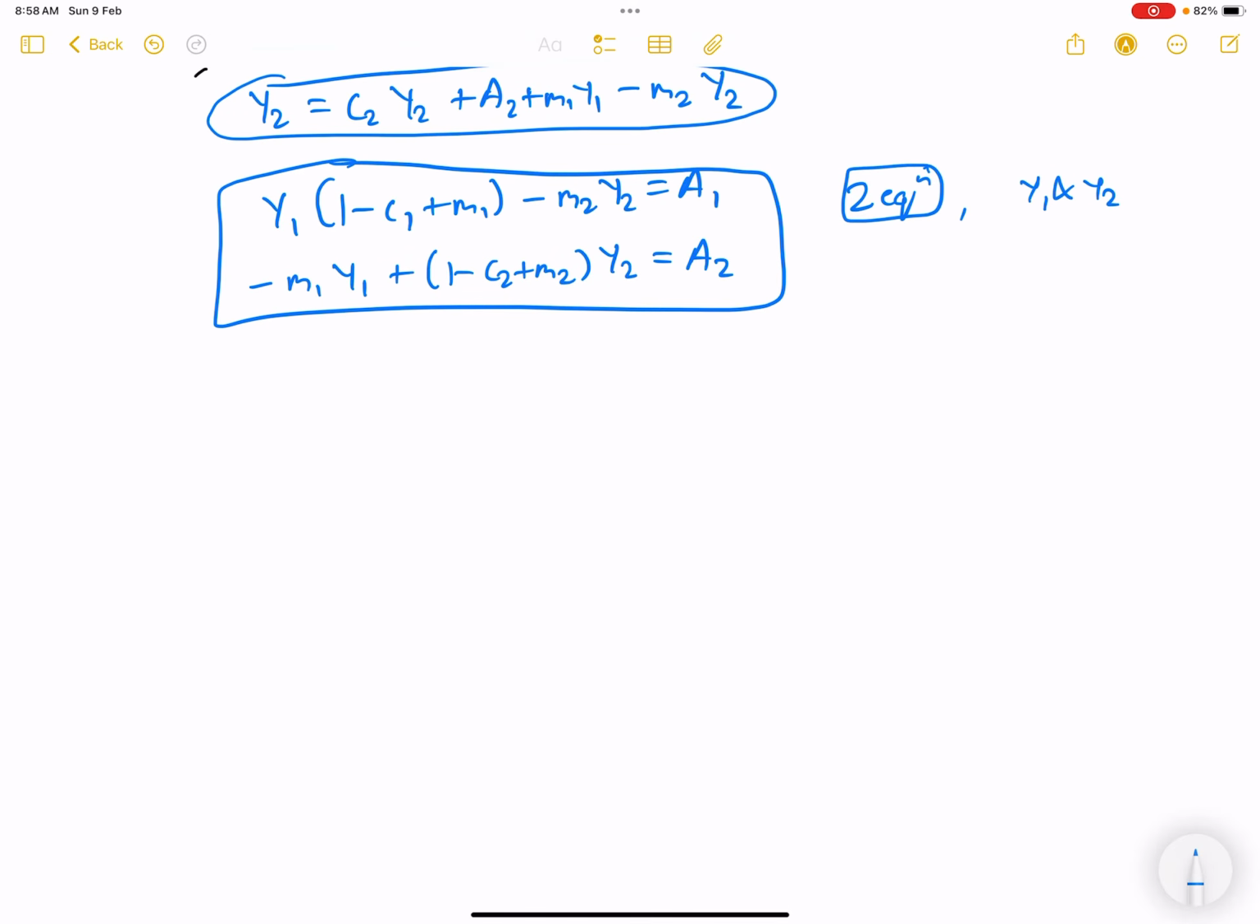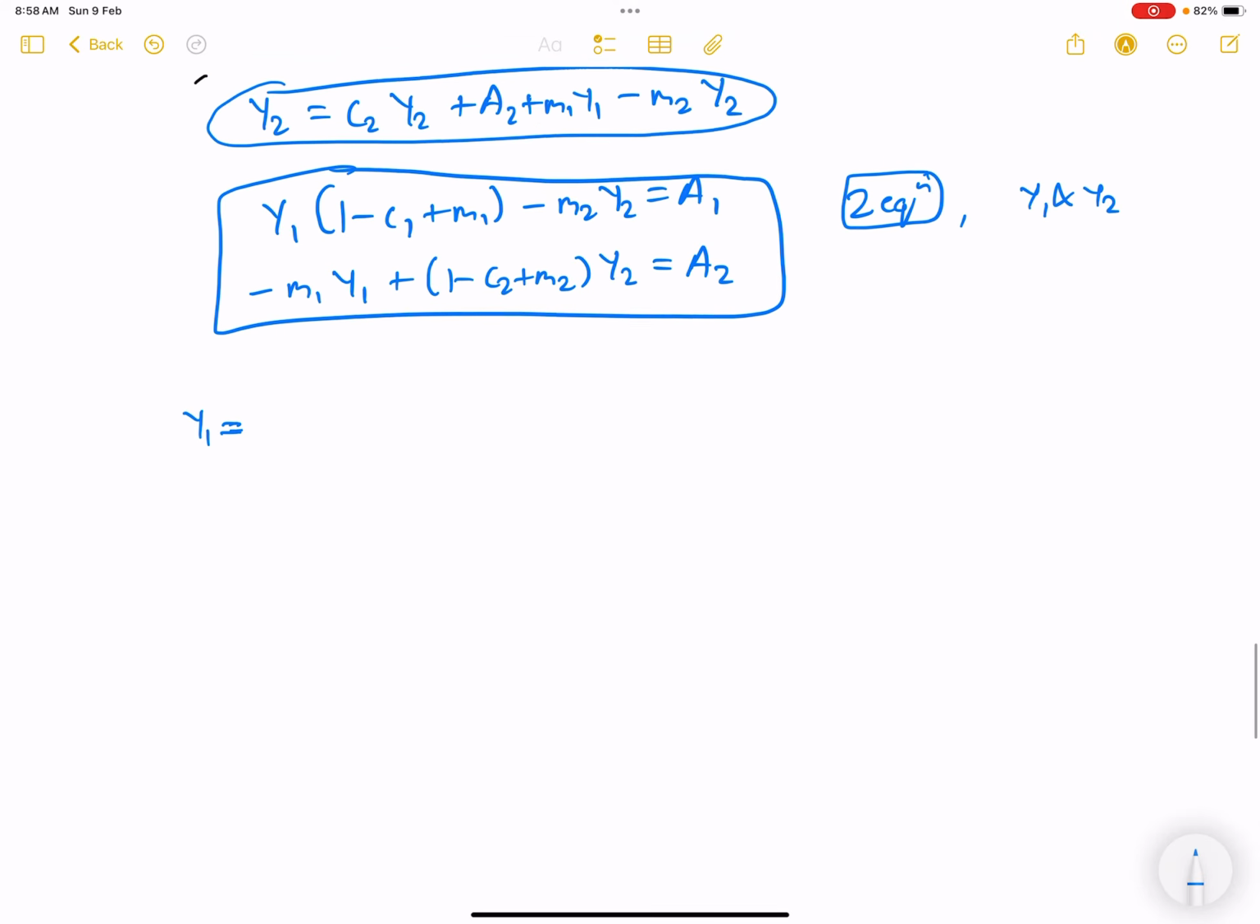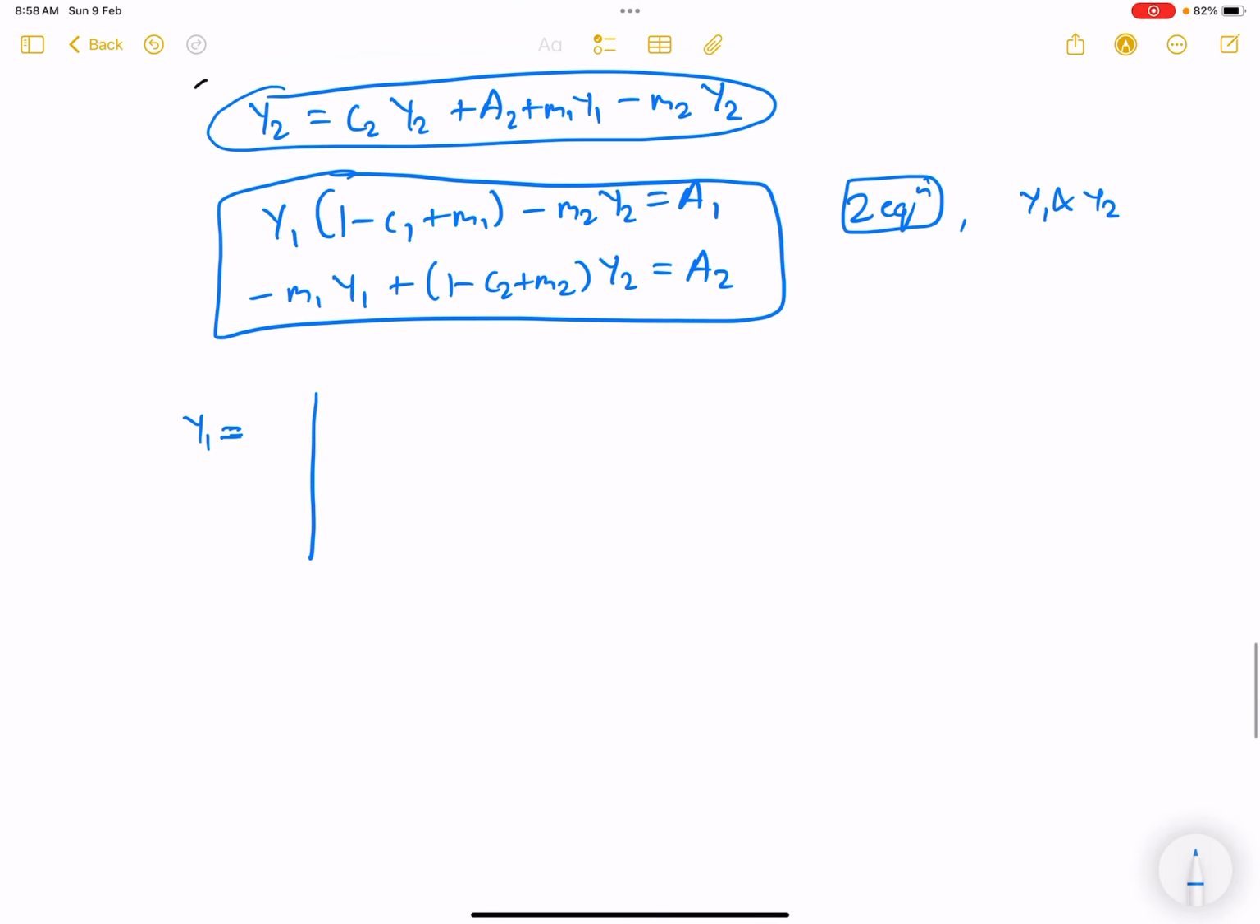Now we have y1. Using Cramer's rule, since there are two equations and two variables, we can solve by substituting as well. But suppose we use Cramer's rule. Before this, the A matrix determinant is 1 minus c1 plus m1, minus m2, minus m1, 1 minus c2 plus m2, and B is a1, a2.